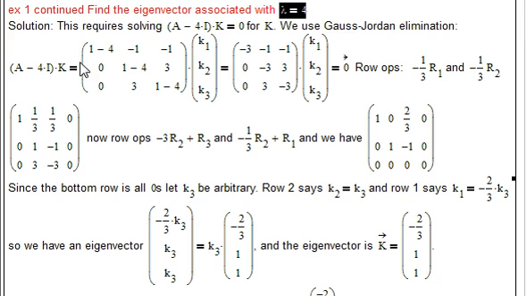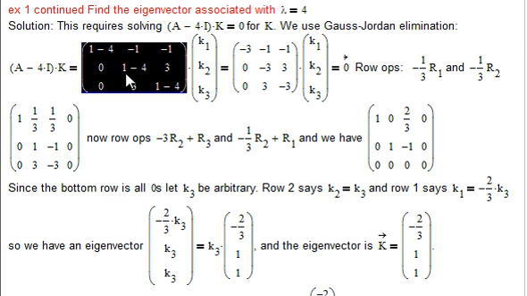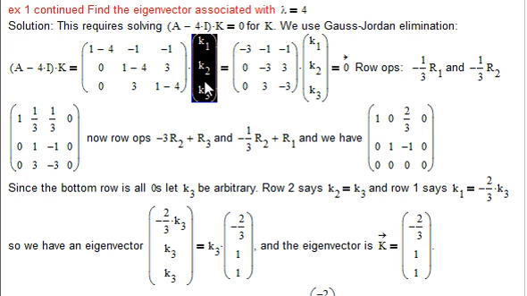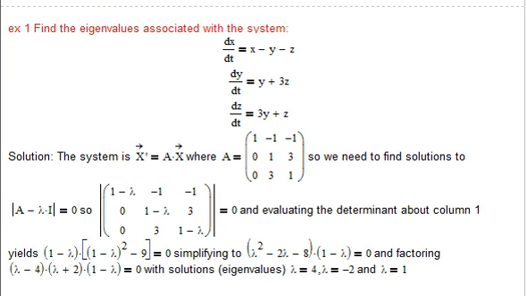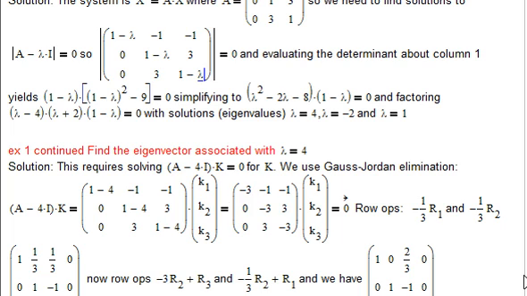And so what we do, we say we'll put lambda equals 4 back into our system and say that times k1, k2, k3 has to come out to be the 0 vector. So 1 minus 4, that's 1 minus lambda. See, I'm going back to this matrix and subtracting 4, the eigenvalue of 4, from the main diagonal. So there we have it. We have negative 3, negative 1, negative 1, 0, negative 3, 3, 0, 3, negative 3 times this vector, and it comes out to be 0.